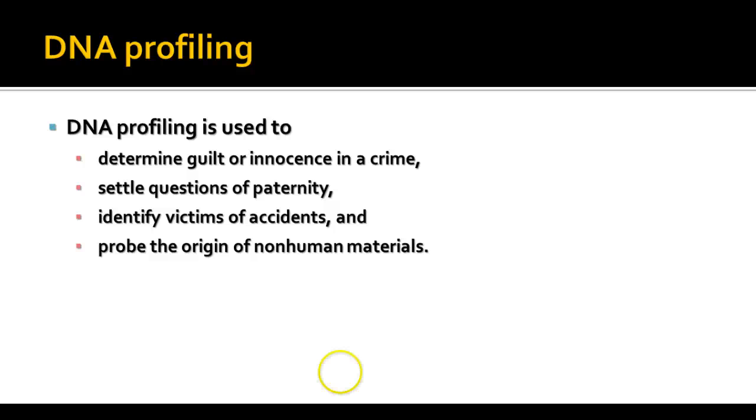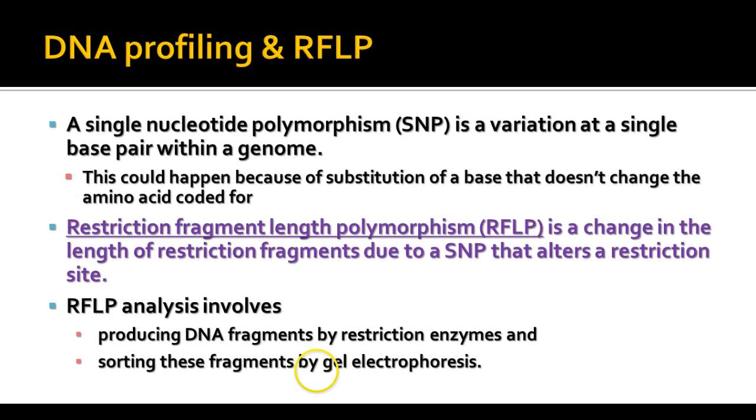Sometimes there are victims of accidents that are unrecognizable, and so you can use it to identify victims of accidents. And you can also use it to probe other things that are not involving humans. We can use it in determining genetic evolutionary relationships. There are lots of different things it can be used for to show how closely or how distantly related different animals or groups of animals are.